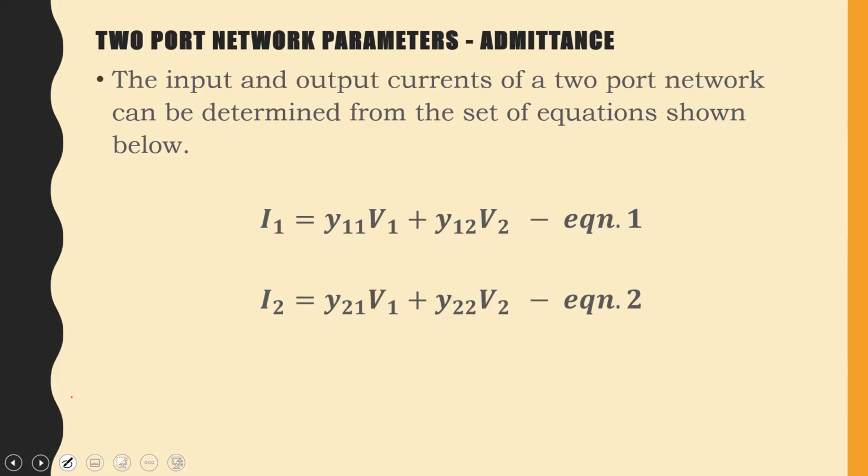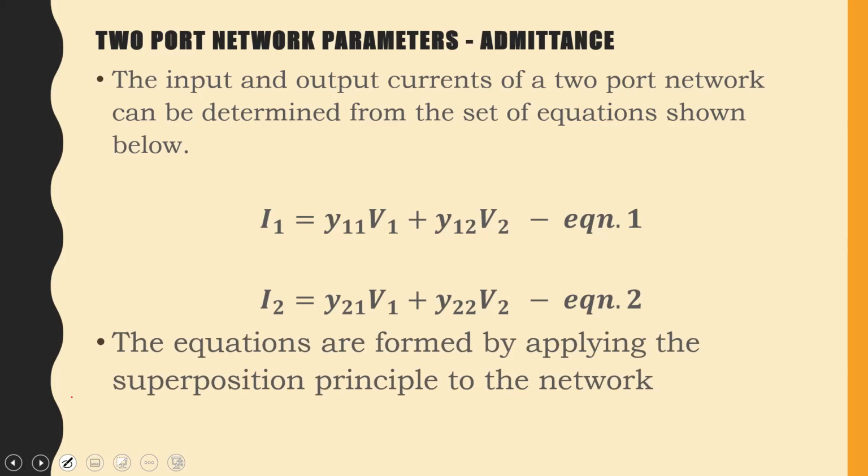Having put in that reminder, these two equations are used to determine the input and output currents of our two-port network. The equations are formed by applying the superposition principle to the network. The parameters I was referring to earlier, admittance, impedance, hybrid, etc., are basically the multipliers of our voltages; in this case, the admittance parameters. So where do we go from here? I want to determine these parameters, y11, y12, y21, and y22. So let's start with y11.